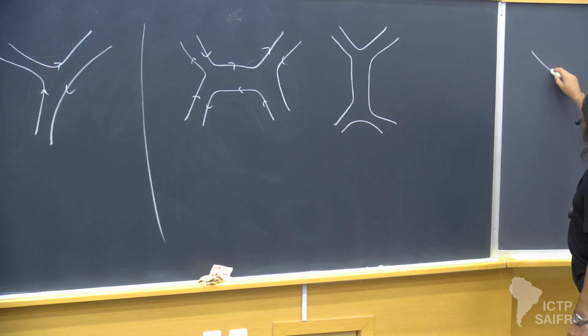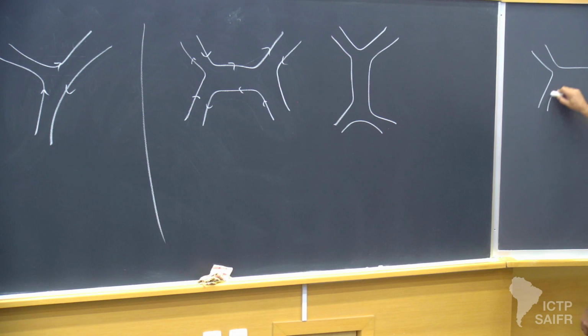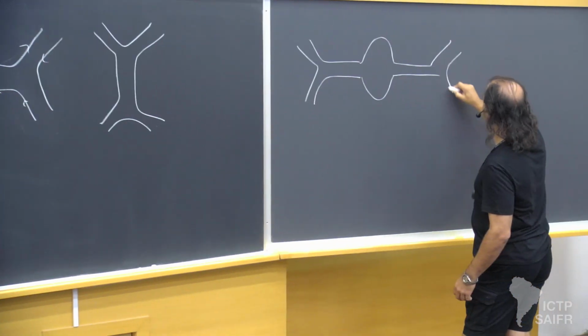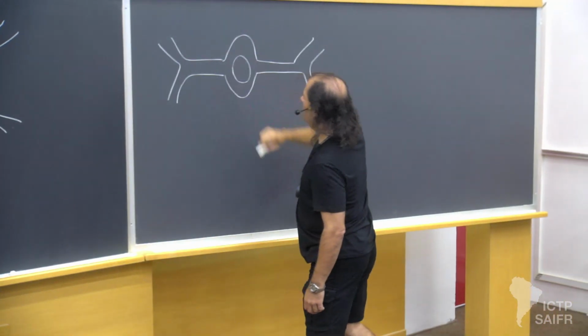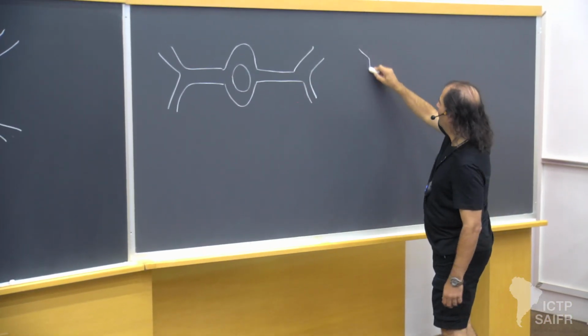At one loop, I could have something that looks, for example, I could have a diagram that looks like this for 4 points. Or I could have a diagram that looks like this.